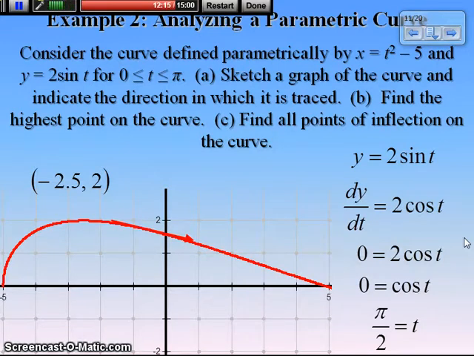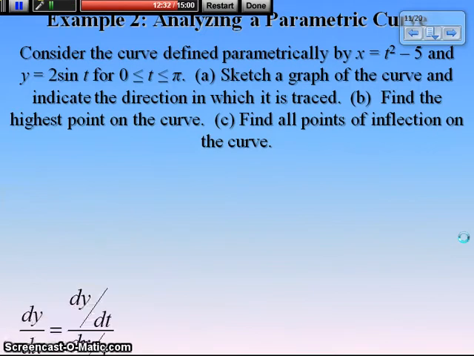Now, part C, find all points of inflection. Ladies and gentlemen, this is going to be a bigger problem. Points of inflection consider both the x and the y. And not only do I need the first derivative, but points of inflection describe concavity, so I need the second derivative also. Let's begin with the first derivative.